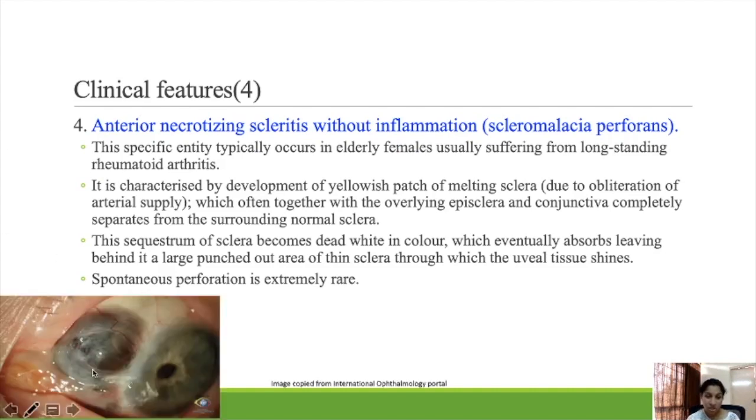You can see in this picture, this is the sclera, and here the thinning of sclera can be seen, and here you can see the sclera is separated and the uveal tract shines out through that perforated part. So this is the projection of uveal tract through the sclera. Here it becomes thin and here it got perforated, and the underlying uveal tract can be seen through that perforated sclera. So this is scleromalacia perforans.